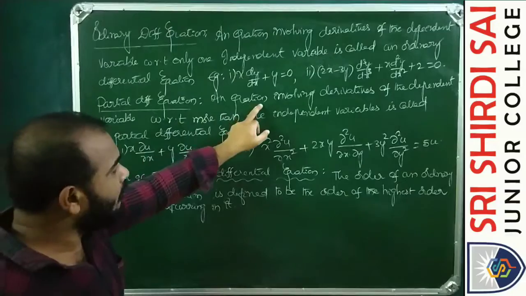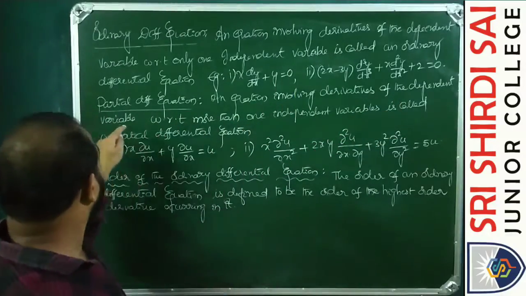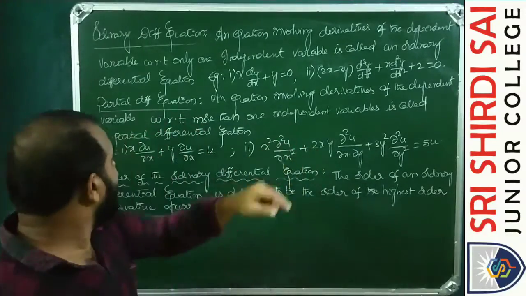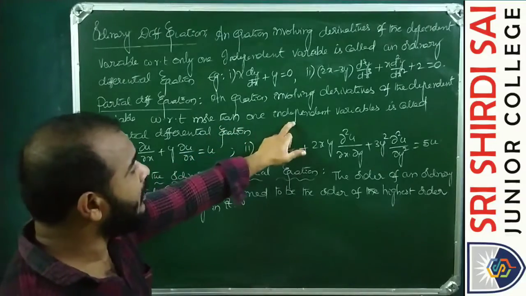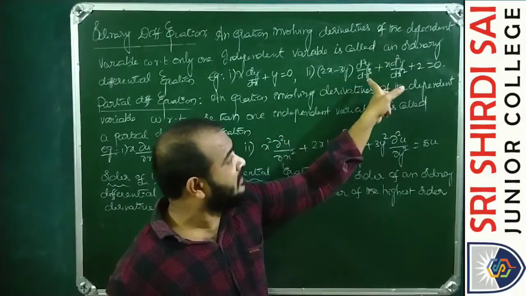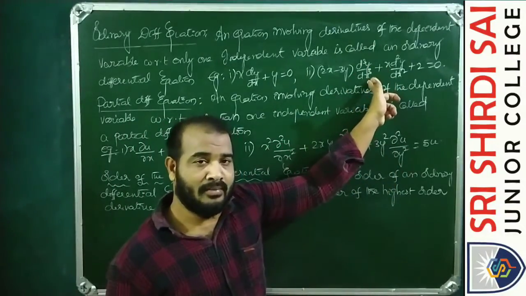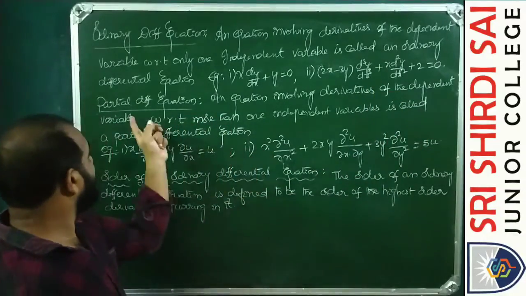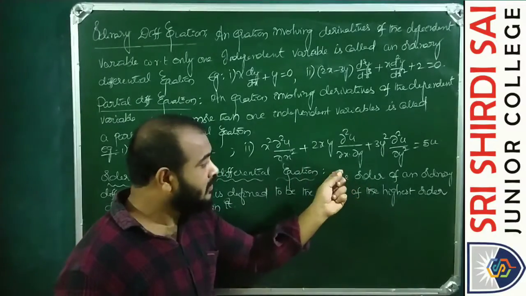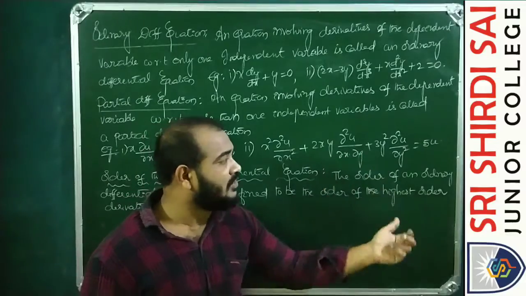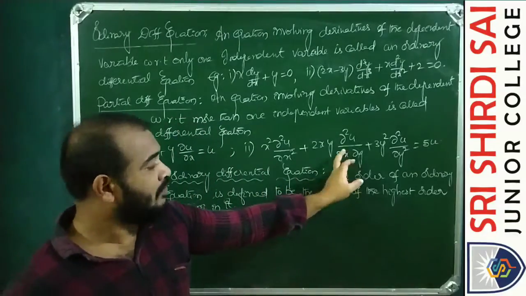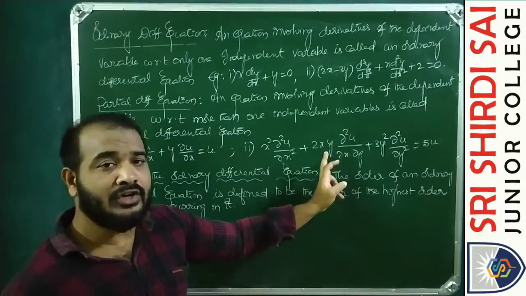Partial differential equation: an equation involving derivatives of the dependent variable, which here is u, with respect to more than one independent variable, here x as well as y. In the first case, x is the only independent variable, but that is not the same case when it is a partial differential equation, where the number of independent variables is more than one. Sometimes we can have 3, 4 also. So this is the example for partial differential equations.